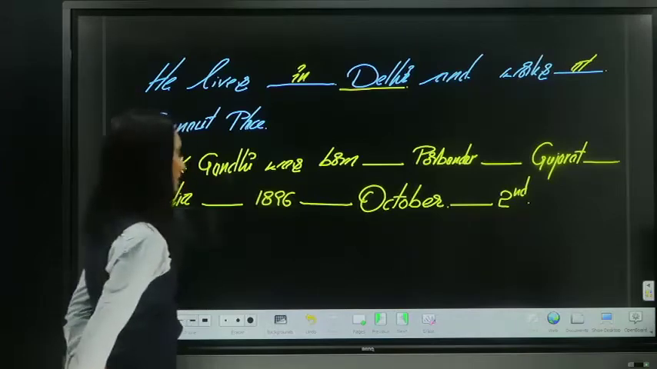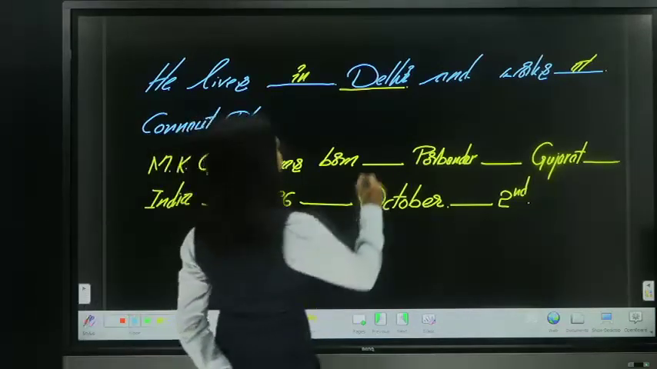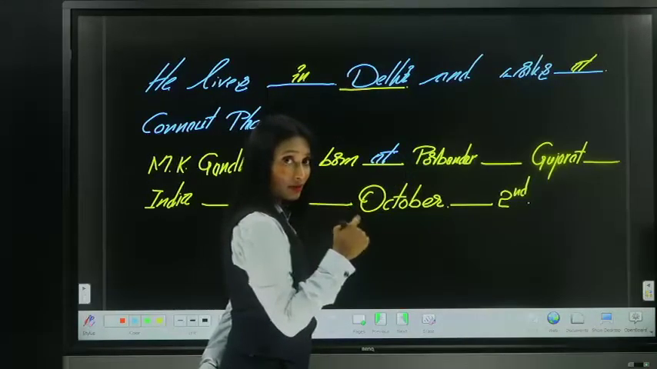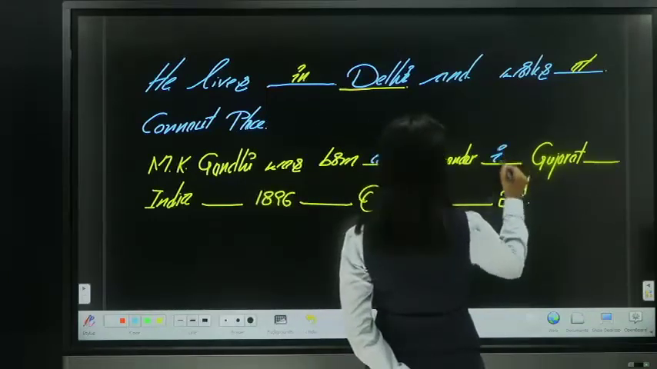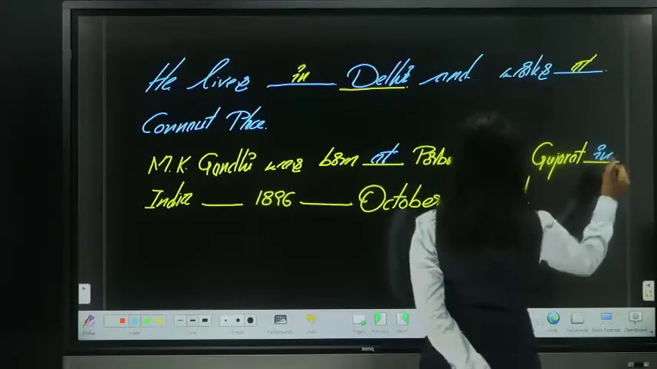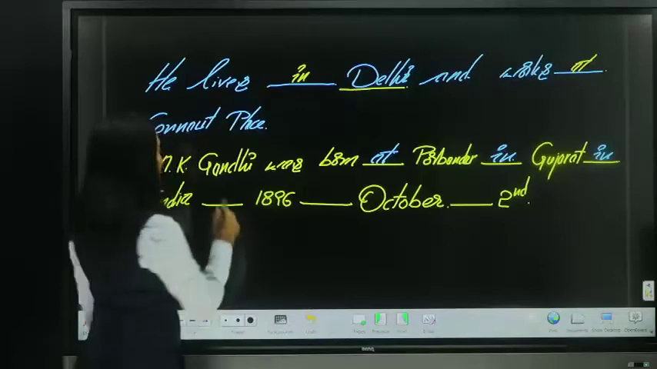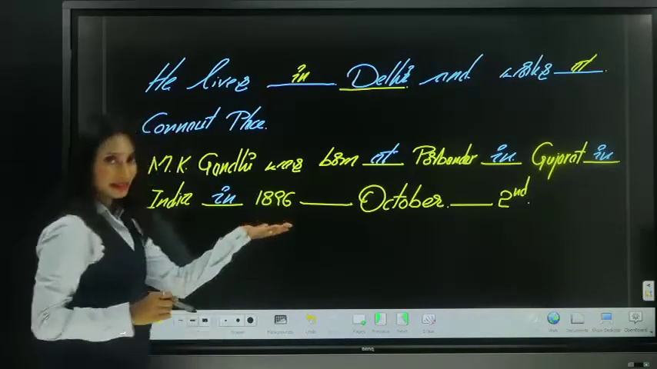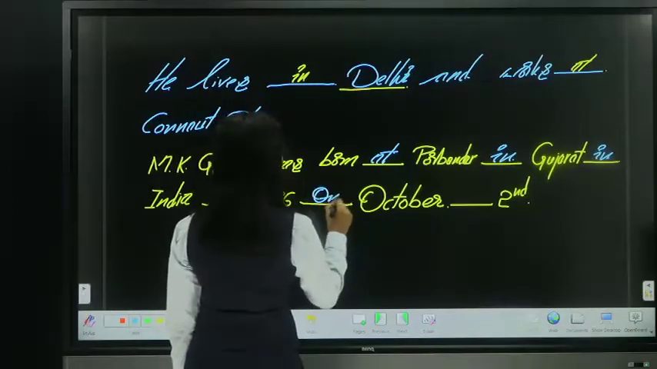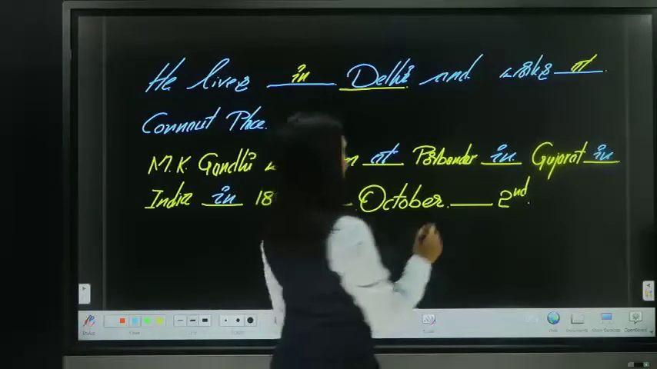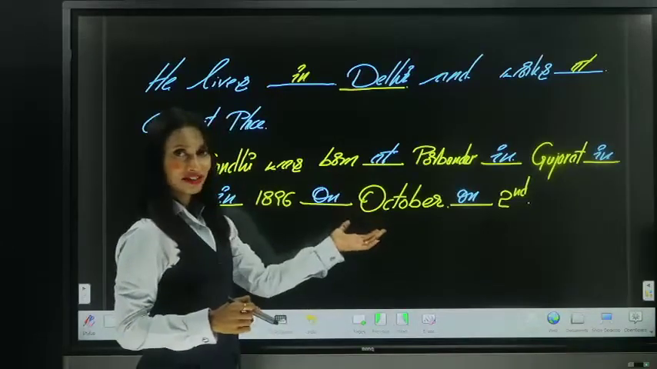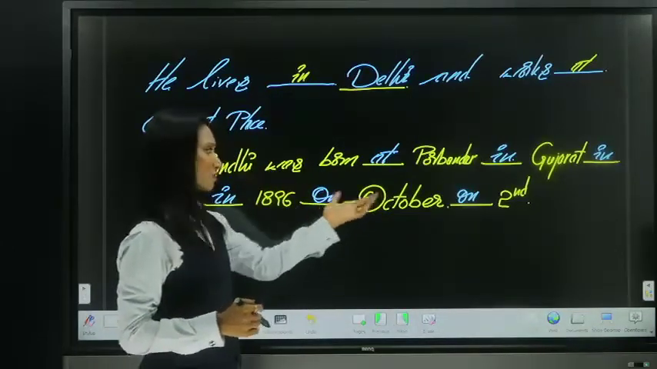Right then, let me answer this. M.K. Gandhi was born at Porbandar, because Porbandar is the name of a village in Gujarat, a state in India, a country, in 1896 year, on October 2nd. On 2nd October is also okay. I just made it like this. On October 2nd is also okay.